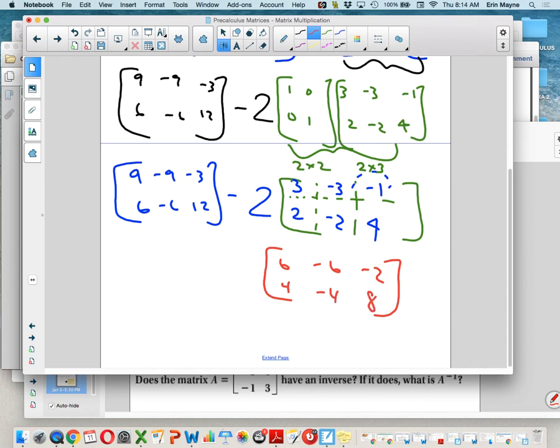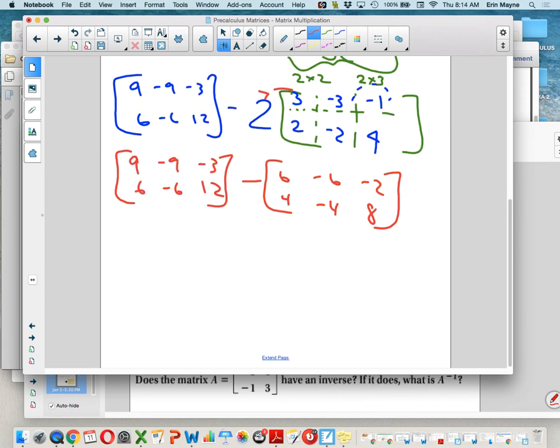Okay. That 2 has gone in. What operation is still out here? Subtraction. This is then 9, negative 9, negative 3, 6, negative 6, and 12. Can I get a final answer? Someone tell me. Either do it straight from there or tell me what you got. Or I'm going to randomly call you. Go, Andrew. 3, negative 3, negative 1, 2, negative 2, 4. Perfect. Okay? All right, 15 was our next one, yeah?